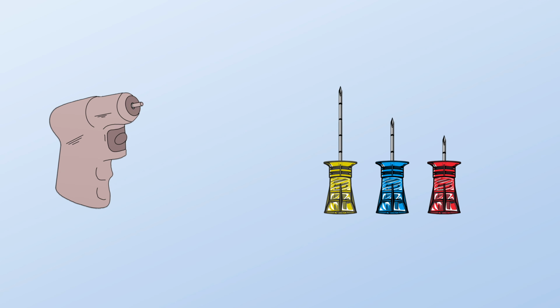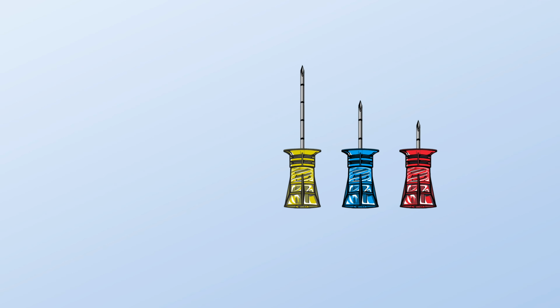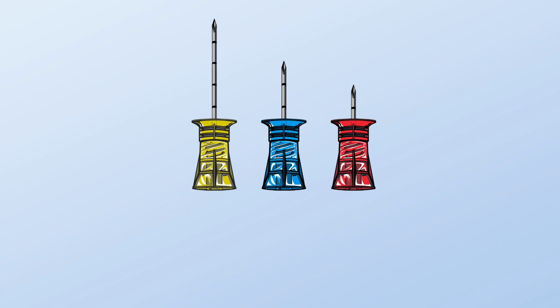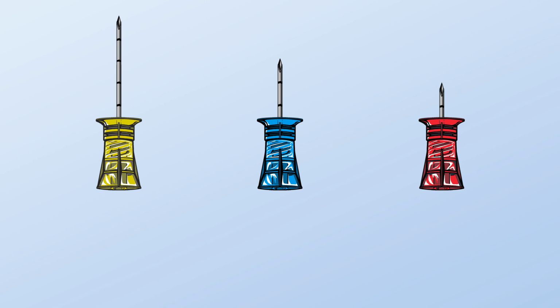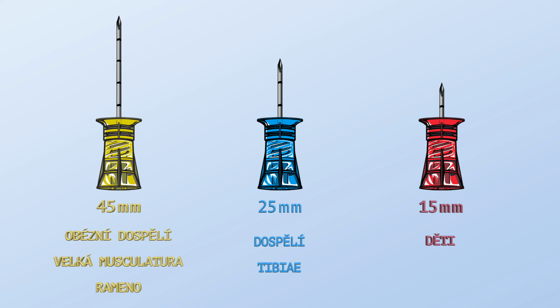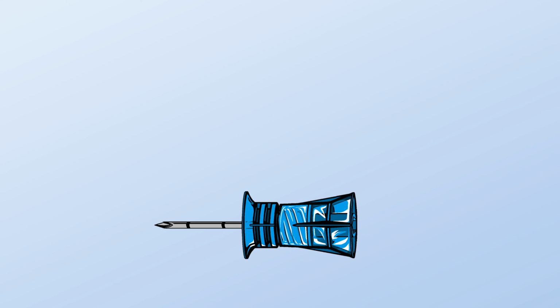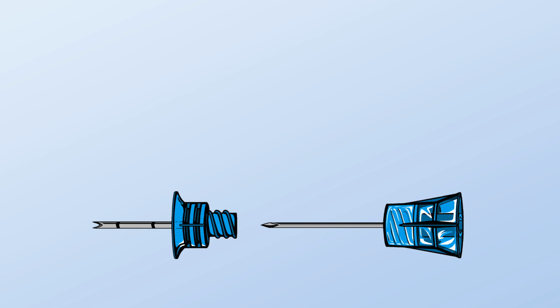There are 3 sizes of needles, each color-coded. The yellow needle is used for obese adults, patients with significant musculature, and for drilling into the proximal humerus. The blue needle is intended for regular adult patients and for placement into the tuberosity of the tibia. The red one is for pediatric patients. The needle has a special shape for better penetration of the bone.